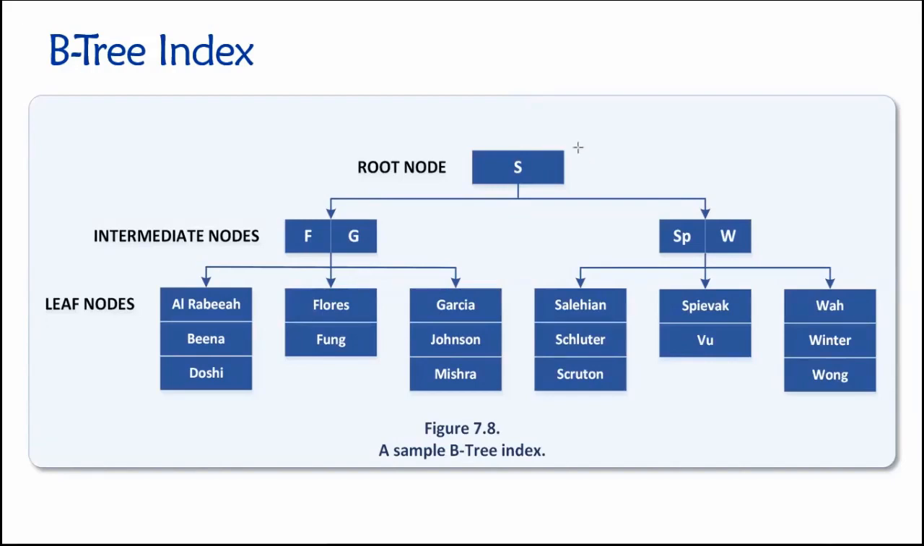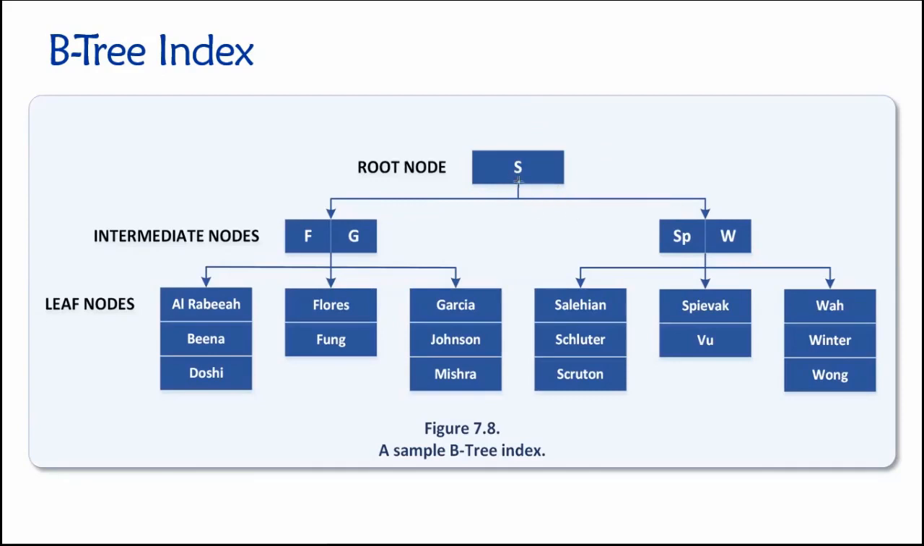So whenever I'm looking at one of these nodes, I just look at the box, and this one has a letter S in it. And I say, is the value I'm looking for less than this? If the answer is yes, then I go this way. If the answer is no, then I go this way.